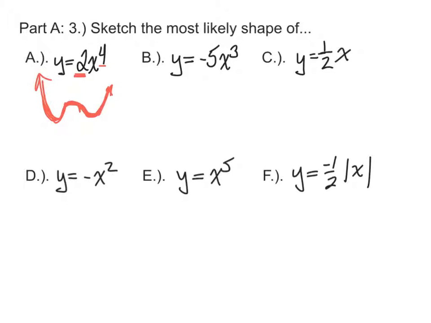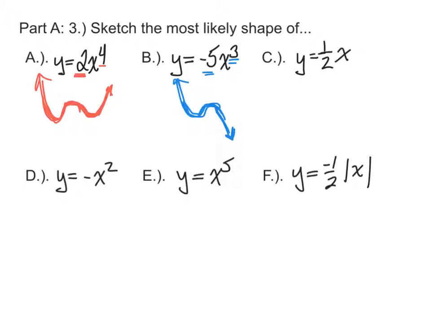Same thing with y equals negative 5x to the third. Since it's negative 5, that means it goes down on the end. Since the degree is 3, there's 2 turns. 1, 2. This is the most likely shape of y equals negative 5x to the third.